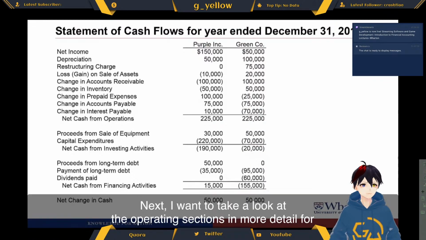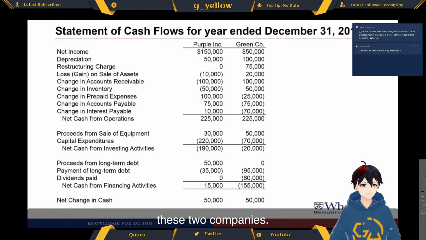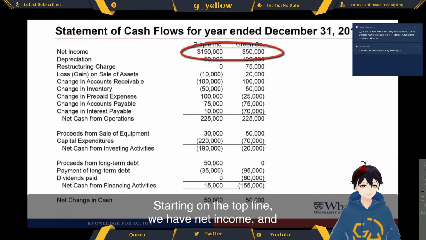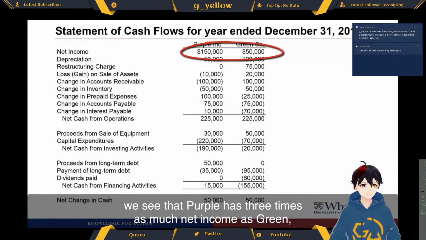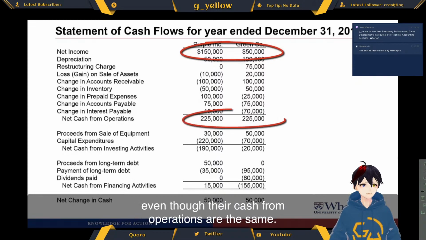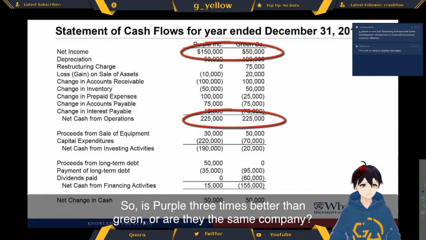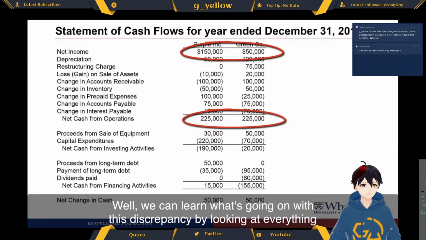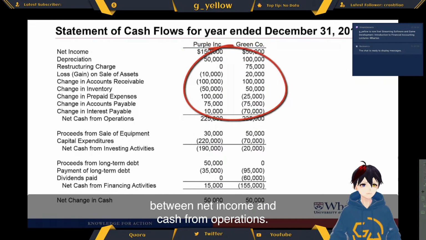Next, I want to take a look at the operating sections in more detail for these two companies. Starting on the top line, we have net income, and we see that Purple has 3 times as much net income as Green, even though their cash from operations are the same. So is Purple 3 times better than Green, or are they the same company? Well, we can learn what's going on with this discrepancy by looking at everything between net income and cash from operations, so all the things that cause them to be different.